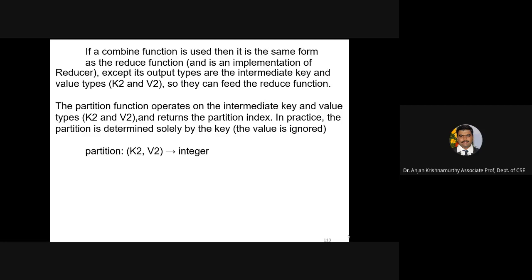If we use a combine function instead of a reduce function, it has the same effect as a reduce function itself, where the intermediate key-value types are reduced into a single key-value pair. There is also a possibility that when a combine function is used, a partition function may need to be used along with it. This basically creates the partition index for the key-value pair that is being stored. That is, partition of K2, V2 returns an integer type.